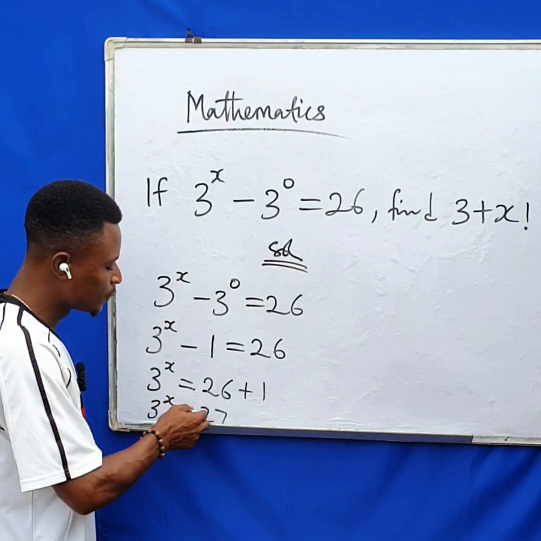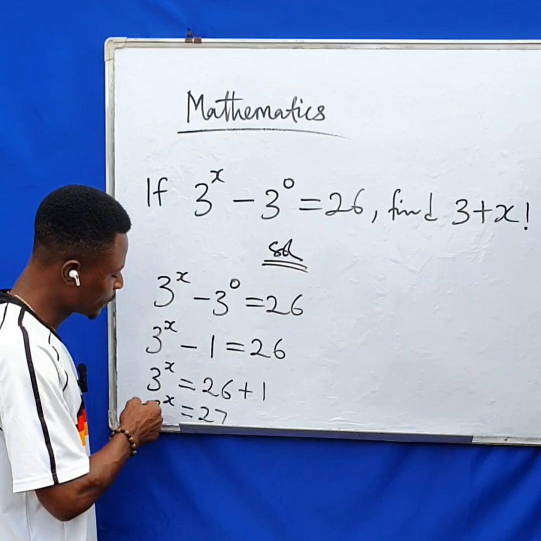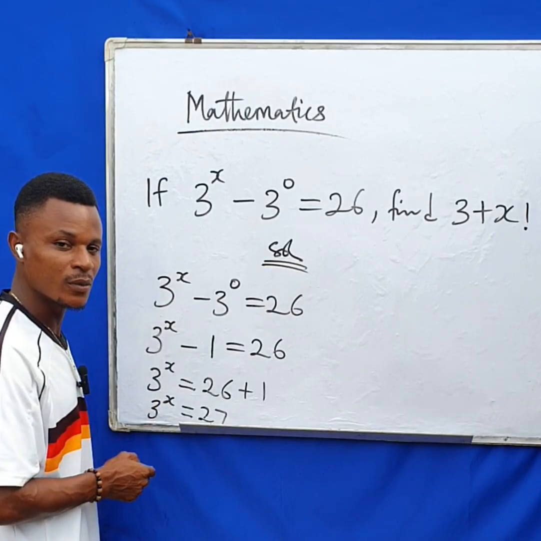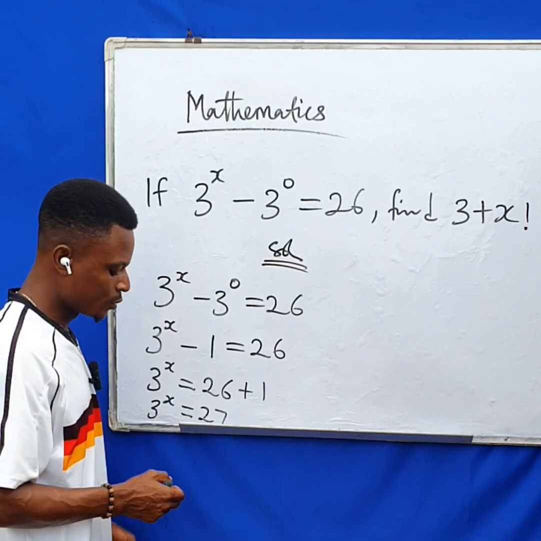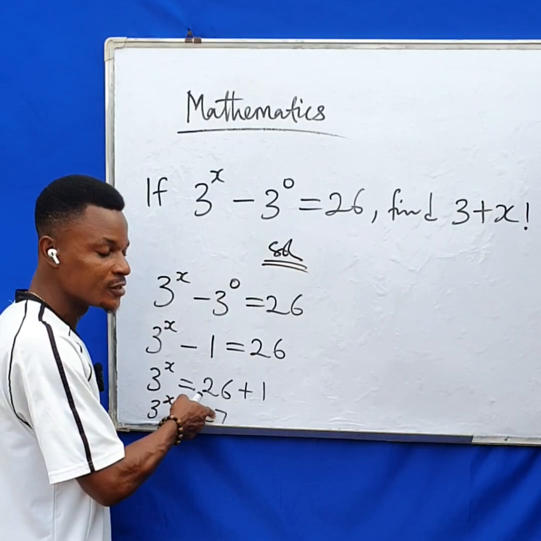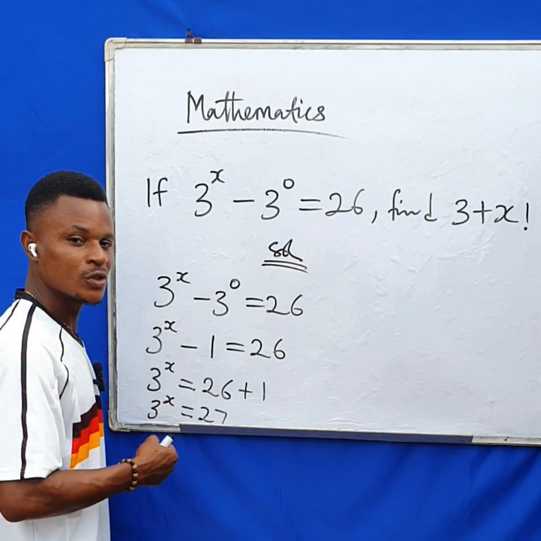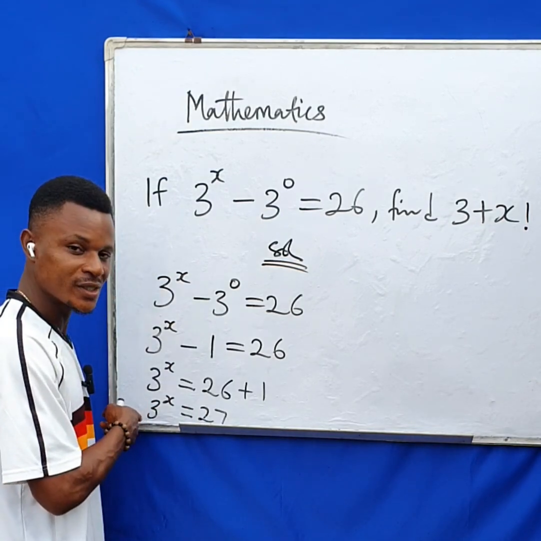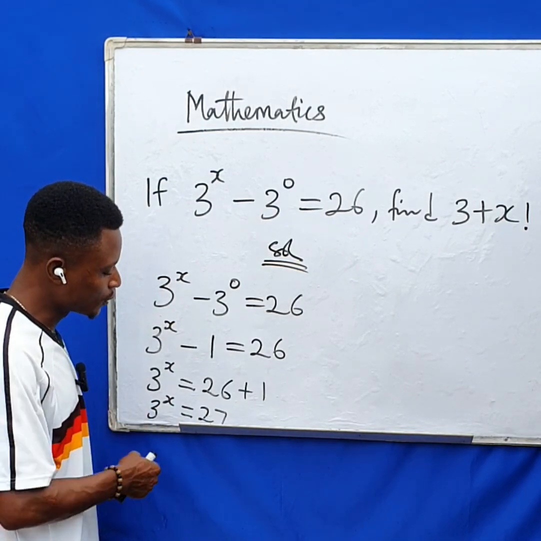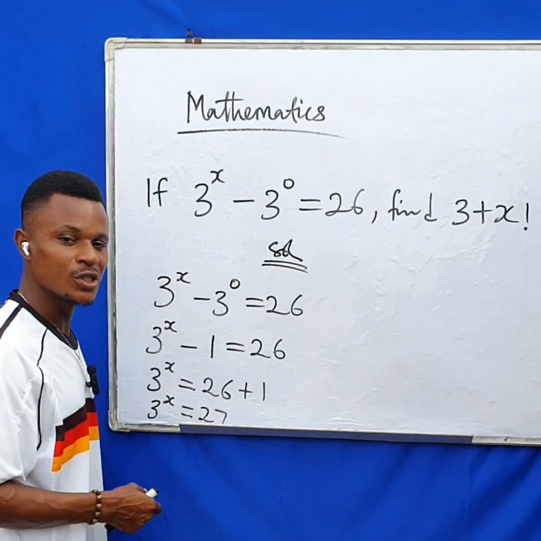If you look at these two sides of the equation, you'll see that the left-hand side is in exponential form in base 3, while the right-hand side is not in exponential form. So what we are going to do is rewrite this right-hand side of the equation so that it will be in exponential form in base 3 in order for it to correspond with this side. The question is, how do we write this in exponential form in base 3?